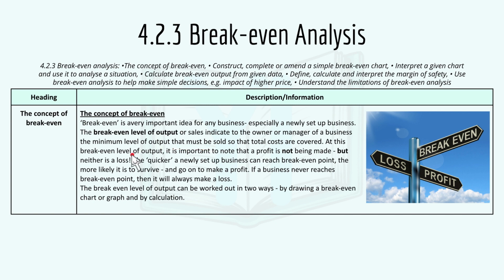At this break-even level of output, it is important to note that a profit is not being made, but neither is a loss. The quicker a newly set up business can reach the break-even point, the more likely it is to survive and go on to make profit. If a business never reaches the break-even point, then it will always make a loss. The break-even level of output can be worked out in two ways: by drawing a break-even graph or chart, and by calculations.